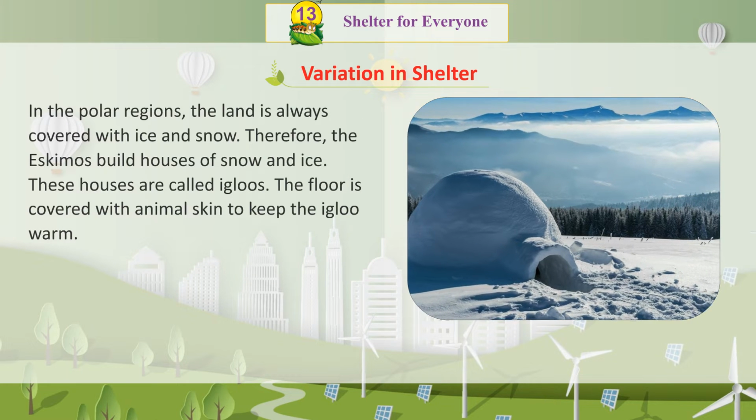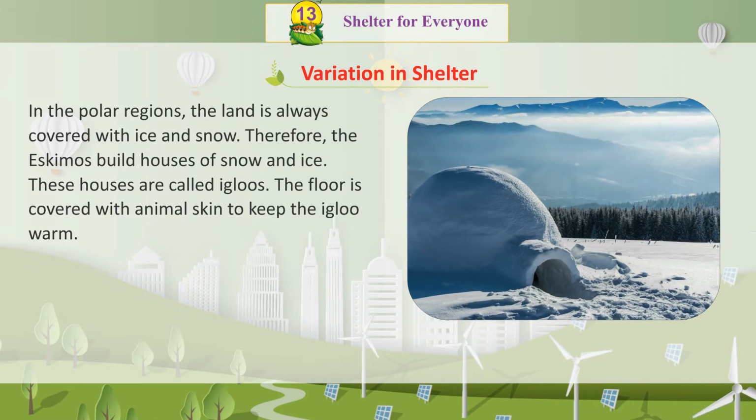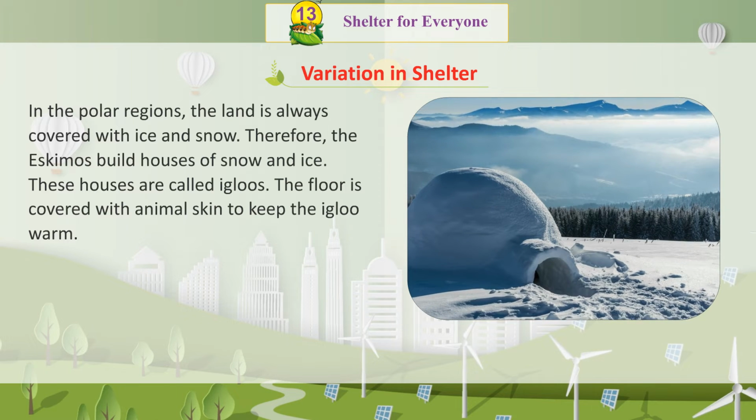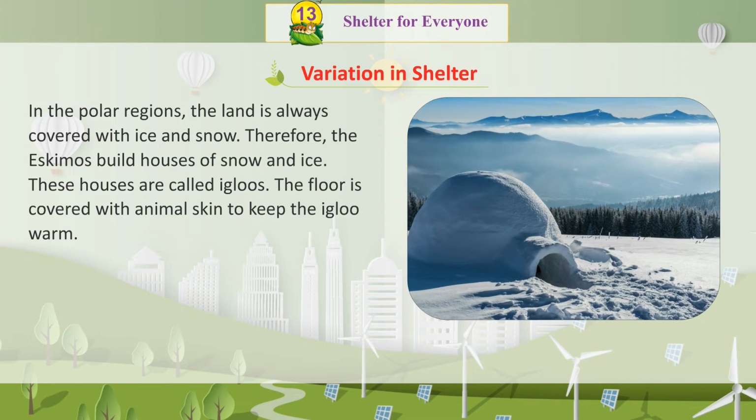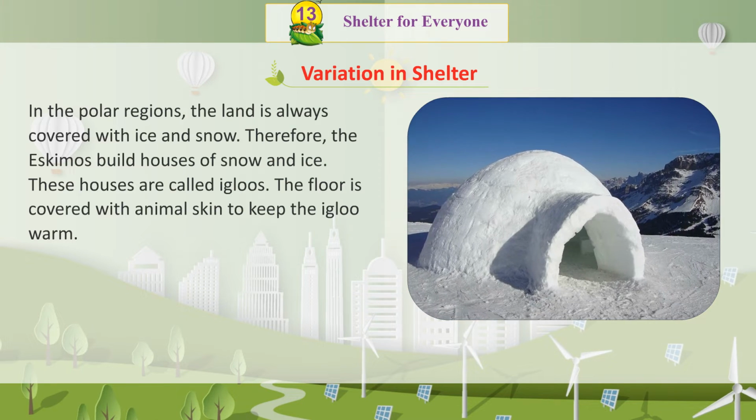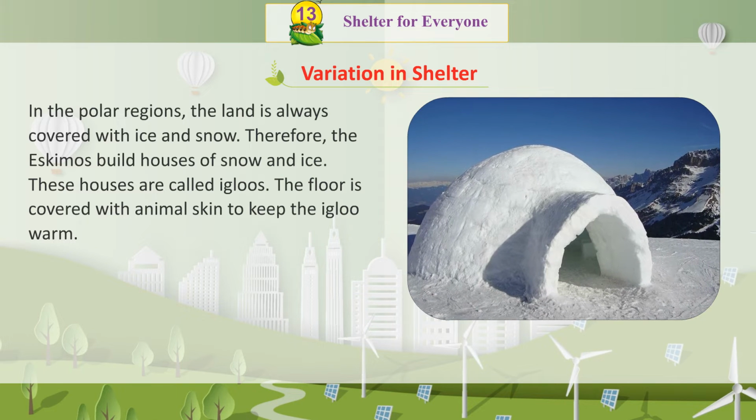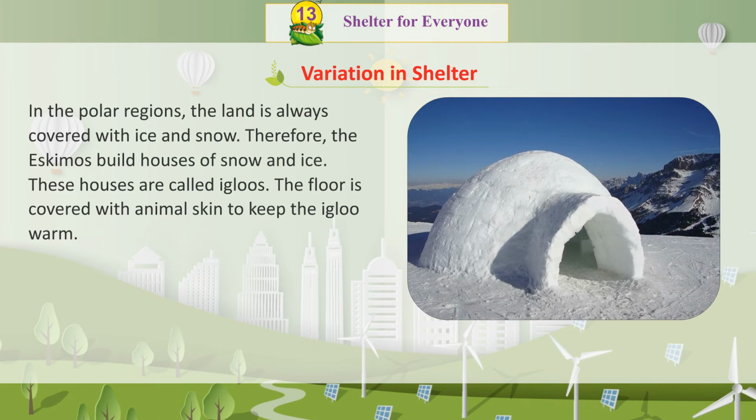In the polar regions, the land is always covered with ice and snow. Therefore, the Eskimos build houses of snow and ice. These houses are called igloos. The floor is covered with animal skin to keep the igloo warm.